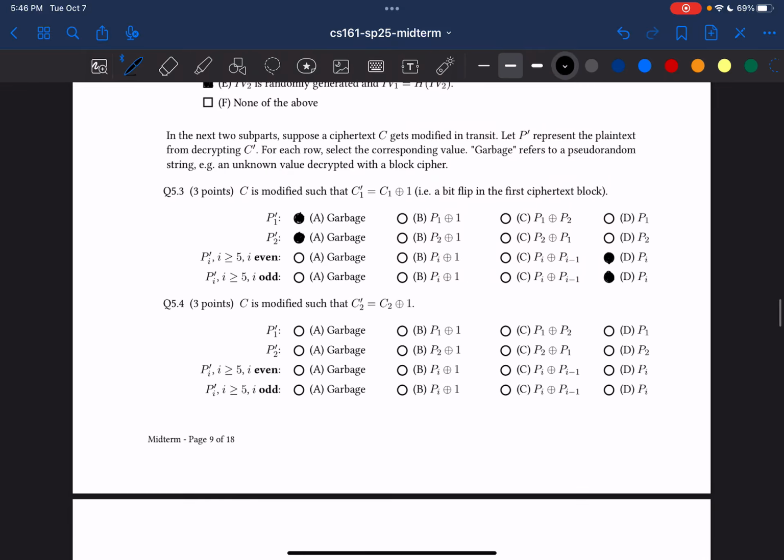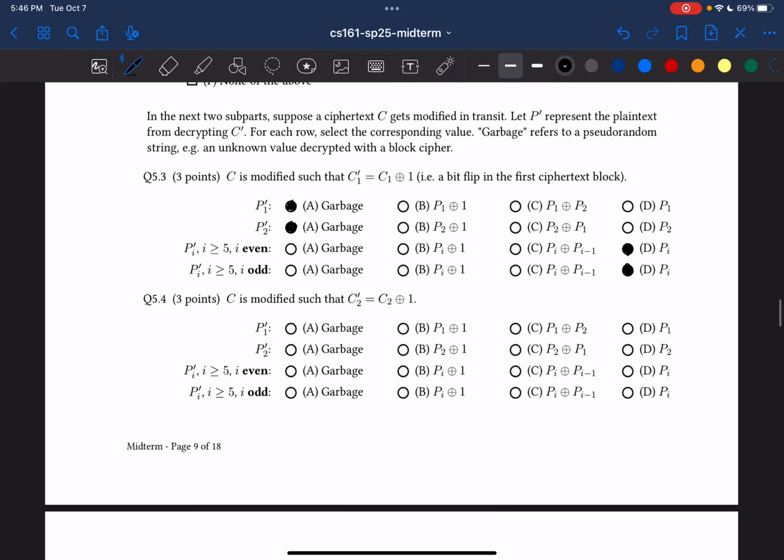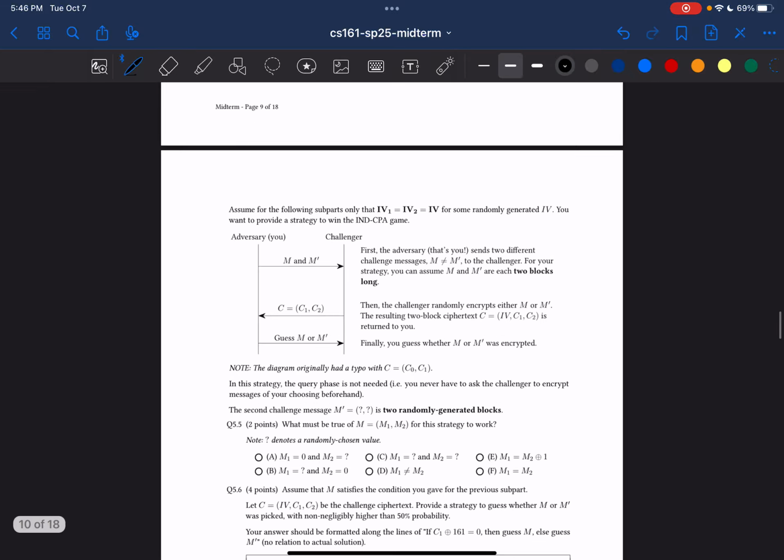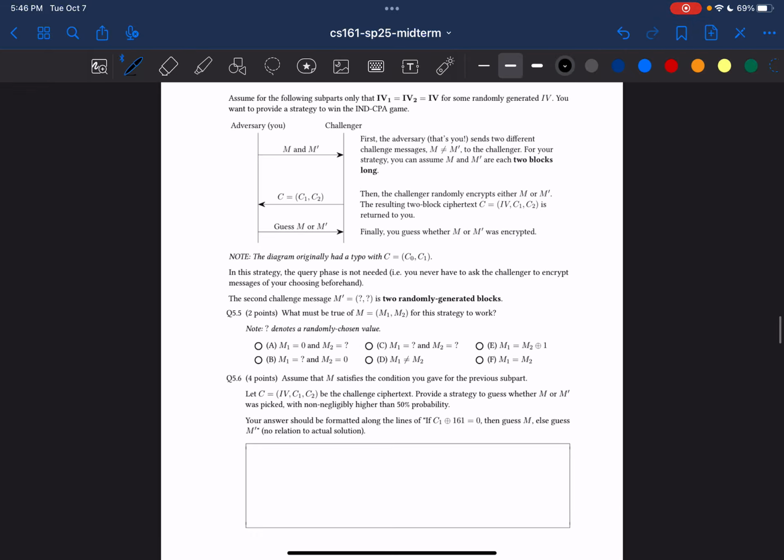So going back here, we can circle the answer choices. P1 is unaffected, P2 is affected, and it would just be garbage. And then all of the other ones are unaffected. Let's move on to the last two parts.